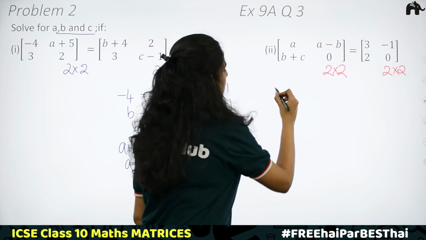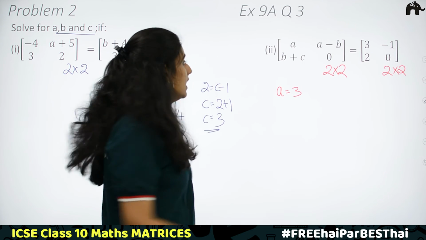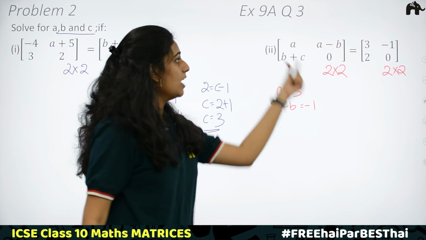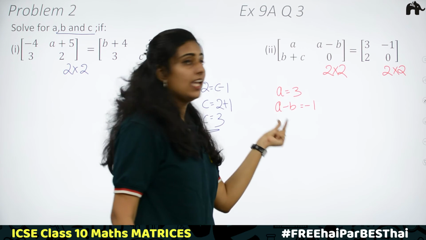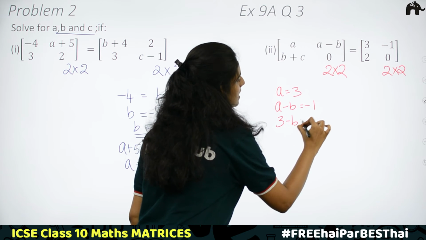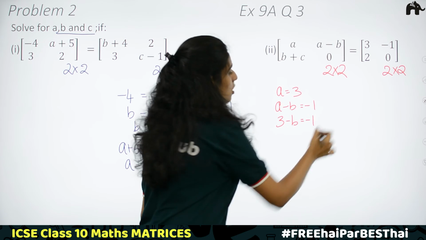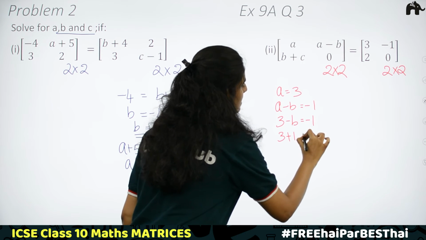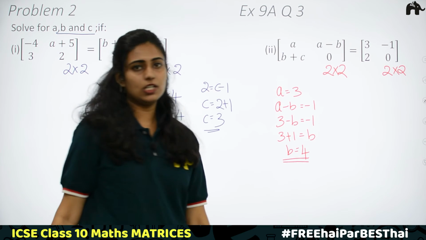A will be equal to 3. Therefore, A is equal to 3. We easily got the value of A. Next, A minus B is equal to minus 1. If A minus B is equal to minus 1, we can find B. How? Substitute the value of A here. We have A is equal to 3. 3 minus B is equal to minus 1, which means taking this minus B to the opposite side and minus 1 to LHS, we get 3 plus 1 is equal to B, which means B is equal to 4. The value of B is equal to 4.